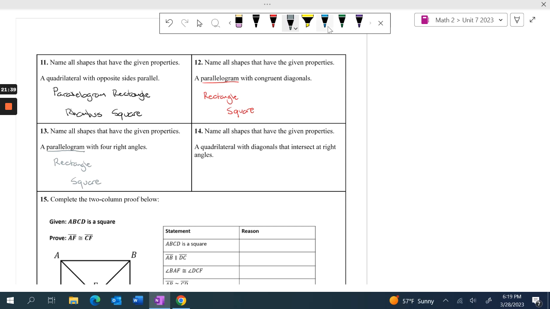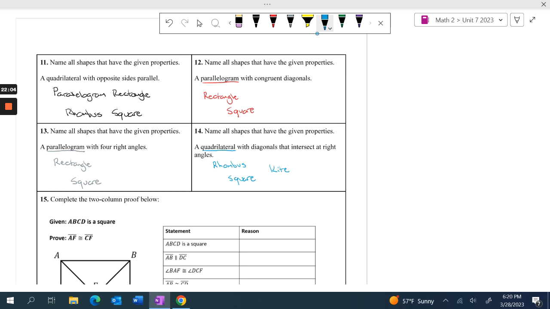And then the last one, we're going to name all shapes that have the given properties. A quadrilateral, so this means it could be any of the four-sided shapes, with diagonals that intersect at right angles. There's three of them. A rhombus, a square, and the third one is a kite.